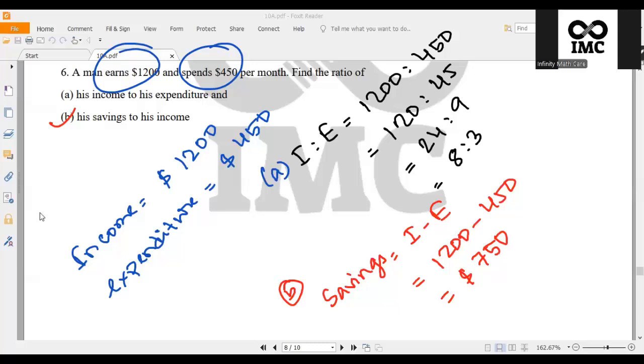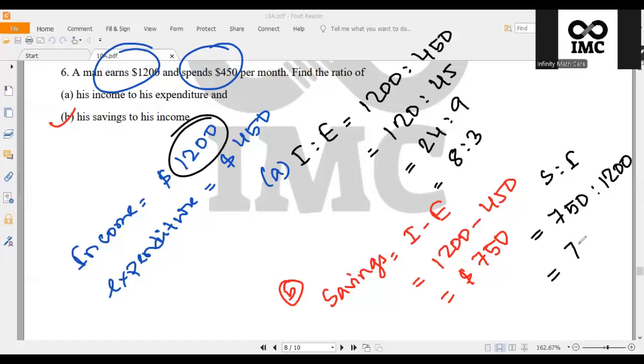Now we need to find out the ratio. Savings to income. So what is the savings? 750. What is the income? 1200. So 750 is to 1200. Now cancel both by 10. So it will be 75 is to 120. Now divide each one by 5. Then 5 15s are 75. And 5 2s are 10. 5 24s are 120. Again divide 15 and 24 both by 3. 3 5s are 15. 3 8s are 24. And that is the answer of question number 6.